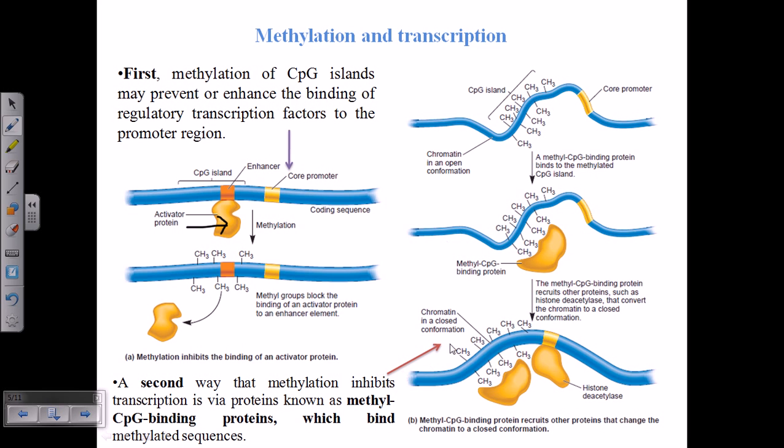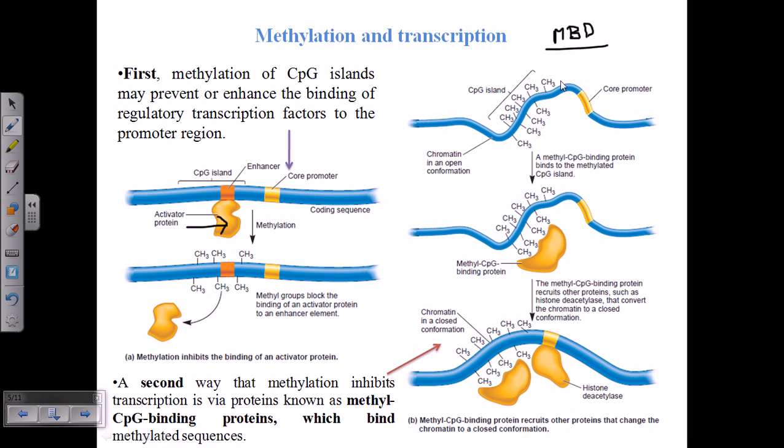Now a second process is also available, which is depicted in this picture. Methylation inhibits transcription via a protein known as methyl CpG binding protein, or MBD. This one binds methylated sequences. Here we can see a normal DNA sequence where we have the core promoter region from where the polymerase will sit and the reaction will start.